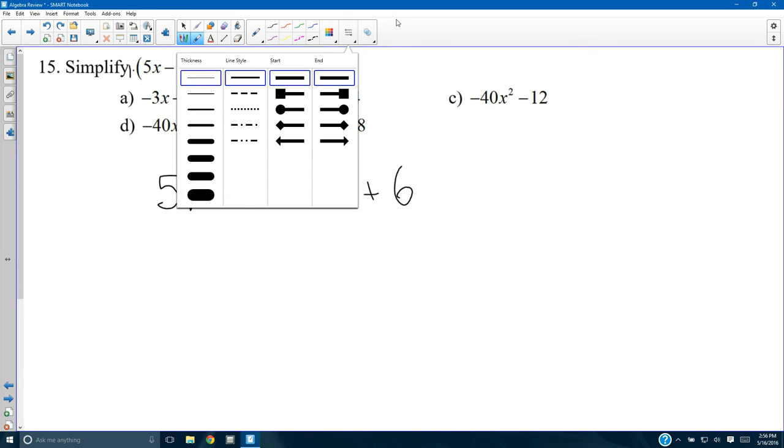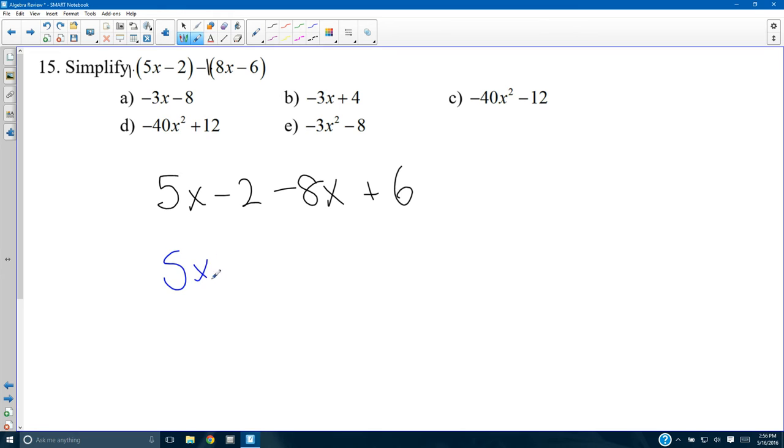So if I wanted to rewrite things so they're next to each other, I would do this. Keep the signs as they're supposed to be. This minus goes here. This minus goes here. 5x minus 8x is negative 3x. And negative 2 plus 6 is 4.